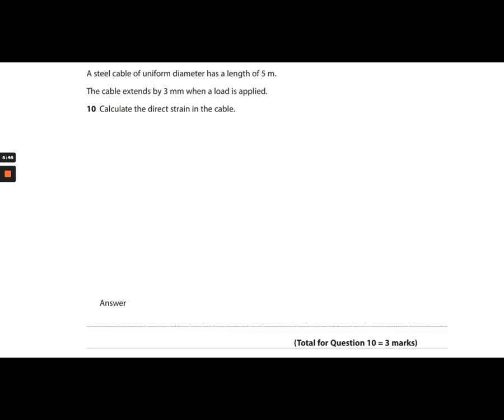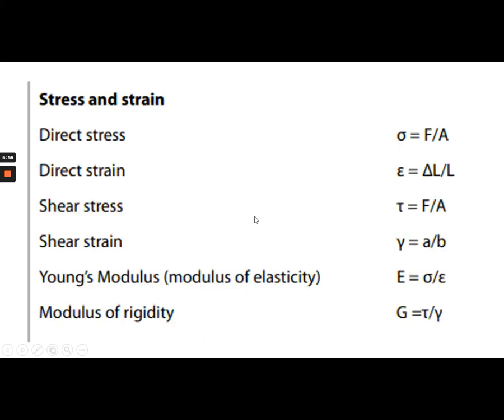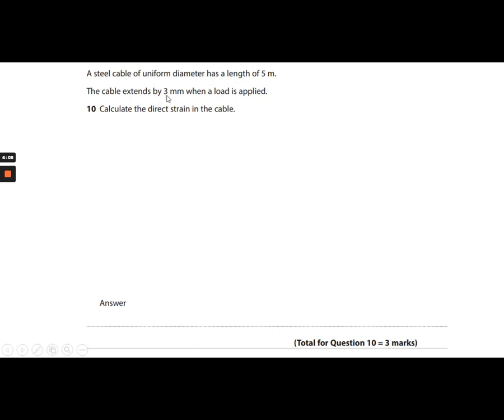Next question. Steel cable of uniform diameter has a length of 5 meters. The cable extends by 3 millimeters when a load is applied. Calculate the direct strain. So when you see the term direct strain, that's the trigger. You go here, page 5, direct strain. Delta L over L. Delta L is the change in length and L is the length. The change in length is 3 millimeters and the length is 5 meters. So, of course, you have to convert milli into meters, so you would divide that number by 1,000, or, better still, you just do 3 times 10 to the minus 3, and then divide that by the length 5, and that will give you your answer.